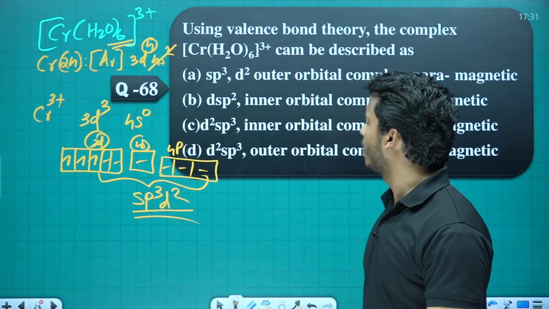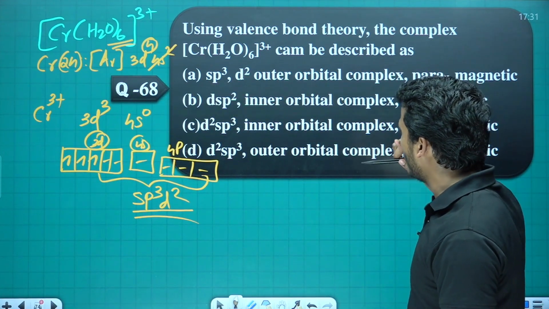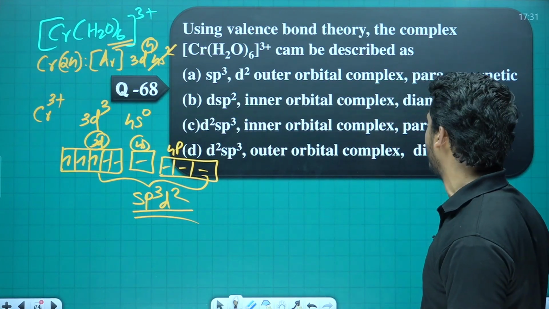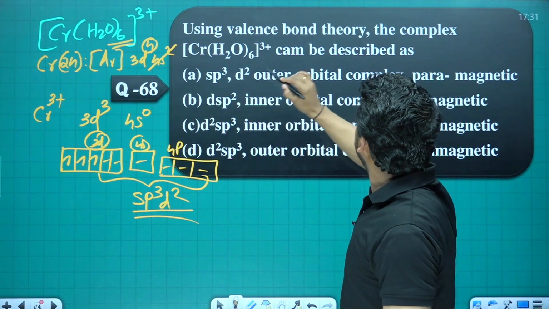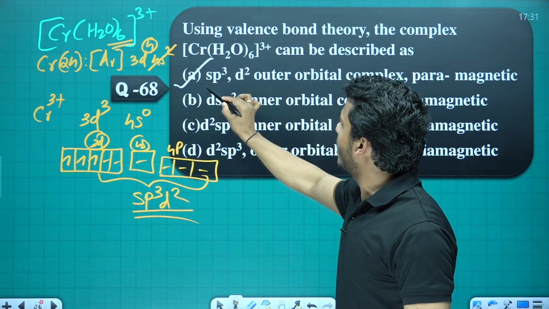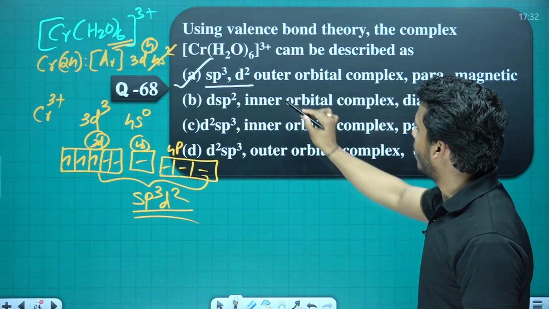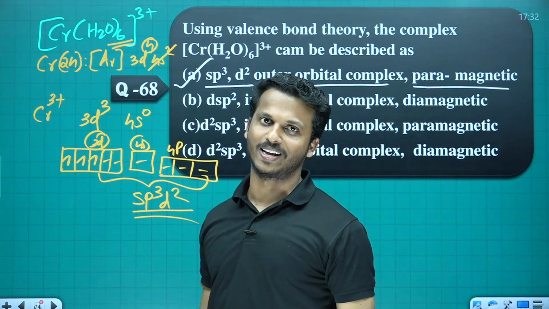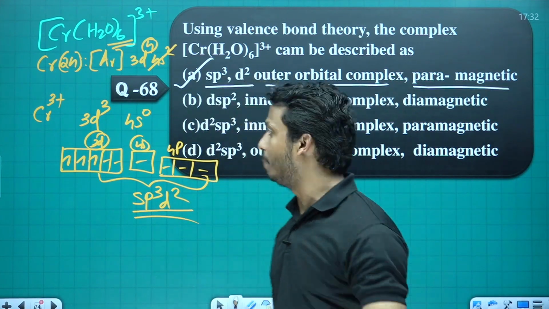So what is the answer? It is sp3d2, and sp3d2 means outer orbital complex and high spin. I think option A is correct, right? sp3d2, outer orbital complex and paramagnetic. Yes, unpaired electrons are there. So all are related to VBT.